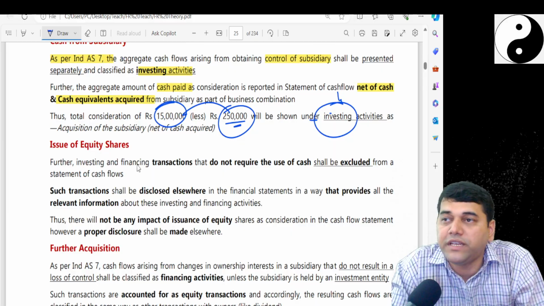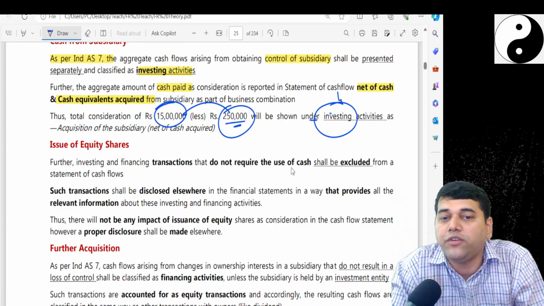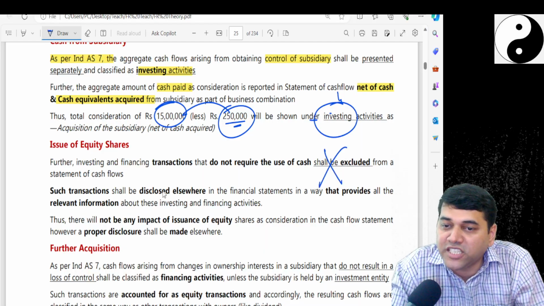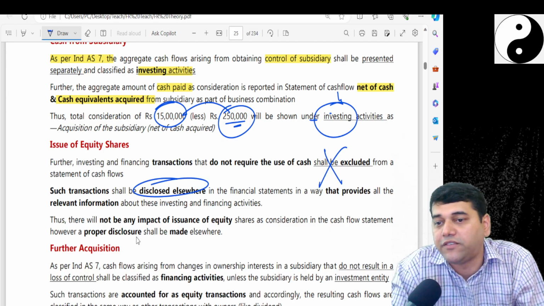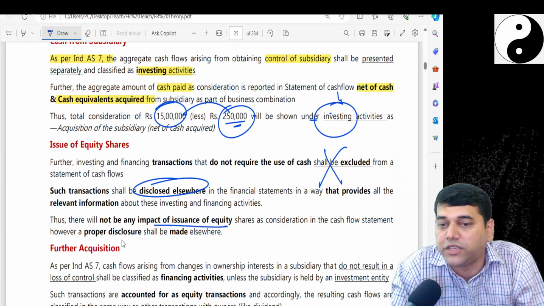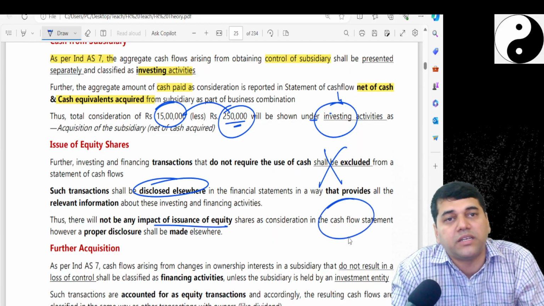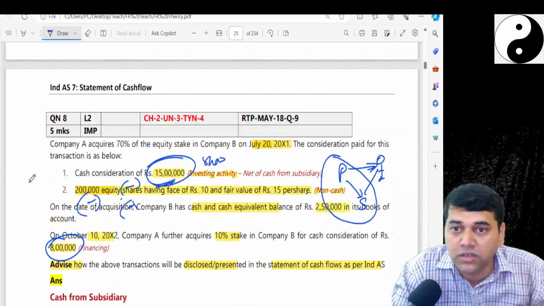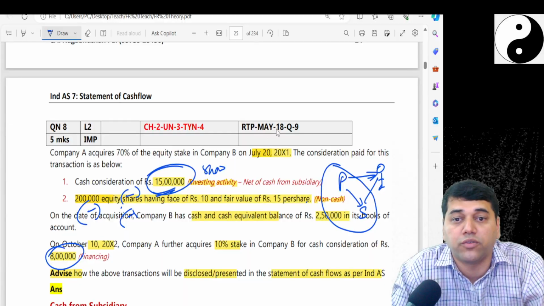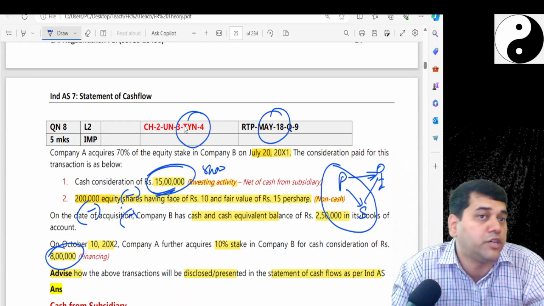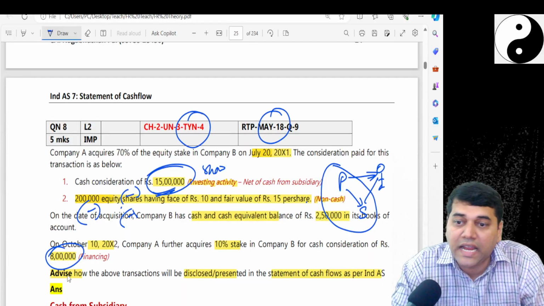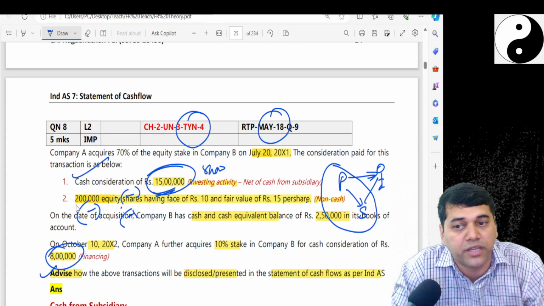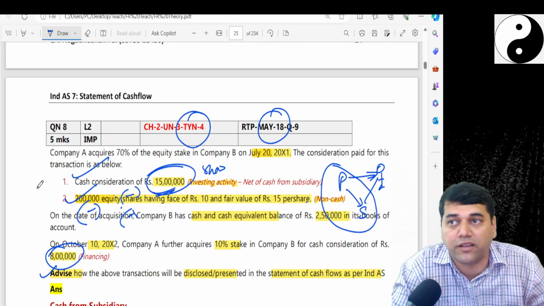Now, issue of equity shares. Further, you have issued the equity shares, you exclude it because it is non-cash. Such a transaction should be disclosed elsewhere that provides the relevant information. Thus, there will not be any impact of the equity shares on the cash flow statement, but you give the disclosure in the financial statement. That's why this is an important question, because it was there in your MTP, it is there in your test your knowledge also. See, answering this advice question means there are multiple things there. Like you have to speak about this cash in reporting, shares reporting, and the further stake acquisition.